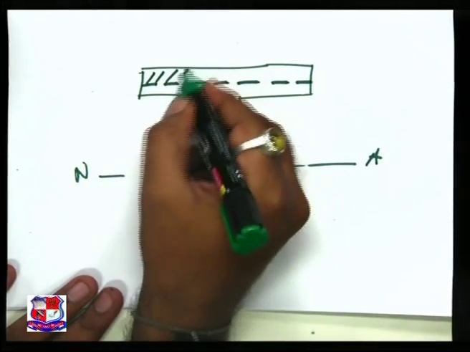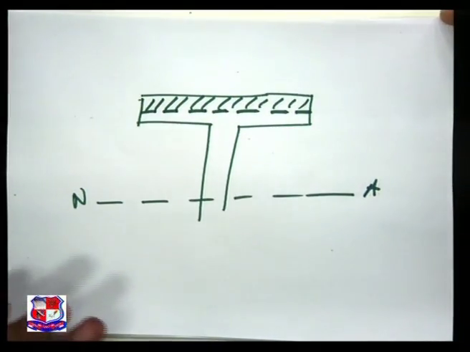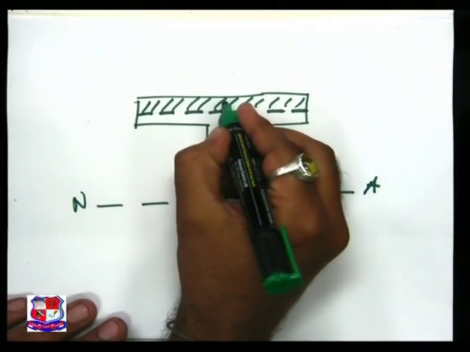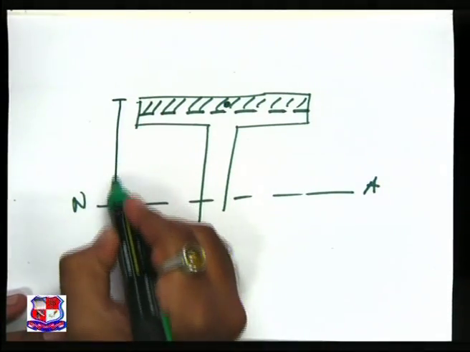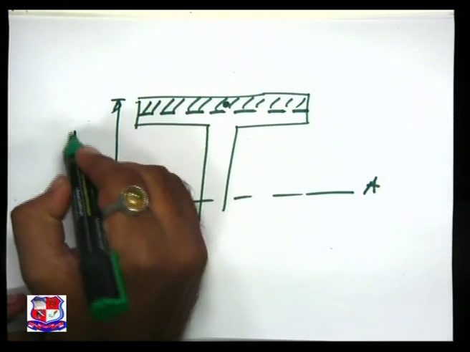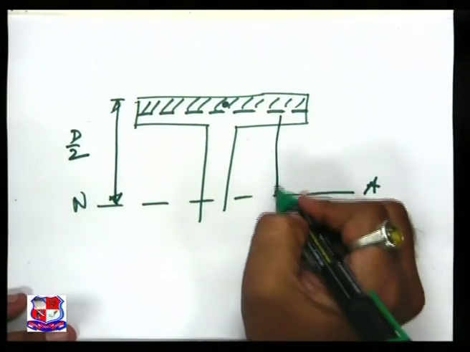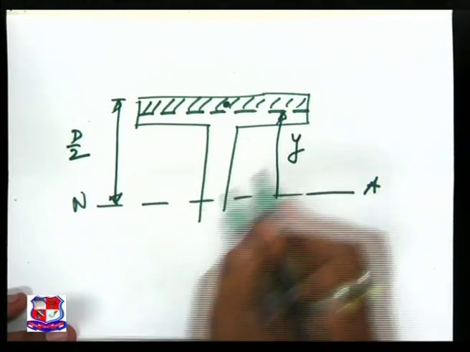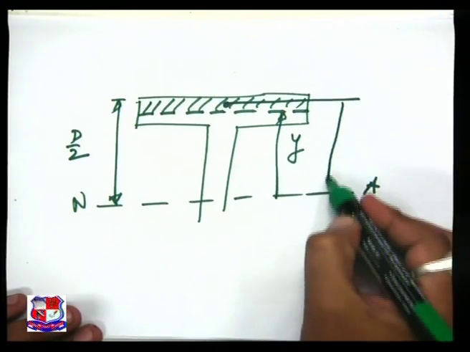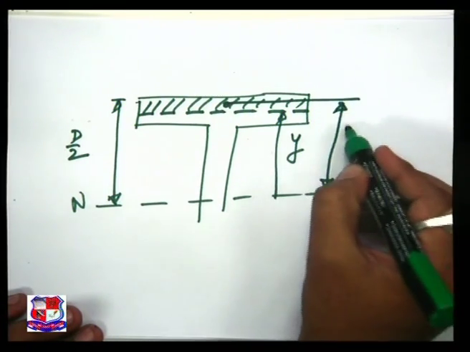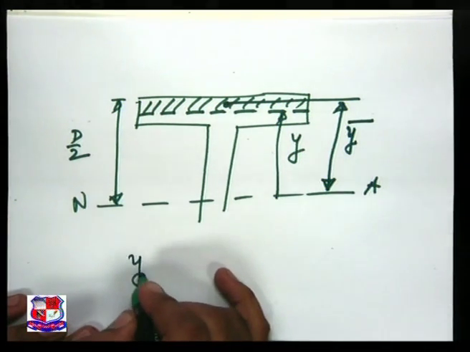The area is over here. The CG is over here. This is known to us, that is capital D by 2. This is also known to us. Why? We want this distance, y bar. So what will be the y bar?